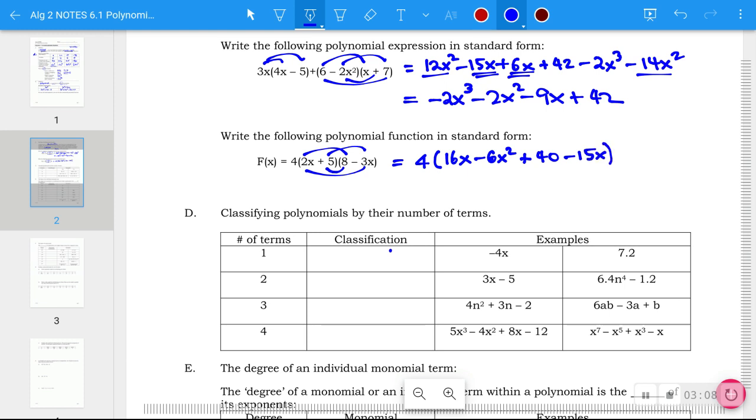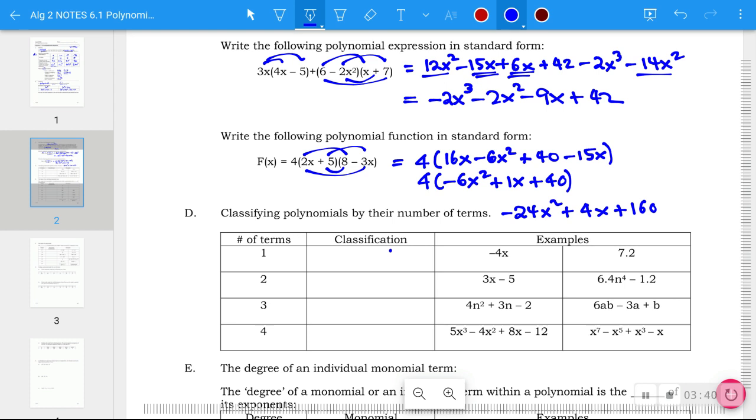Okay, I think I'll simplify inside the parentheses first. And once I've done that, let me double check here. 16x minus 15x, yeah, that's 1x. Then I'll just simply distribute that 4 all the way down. And we have this one in standard form.